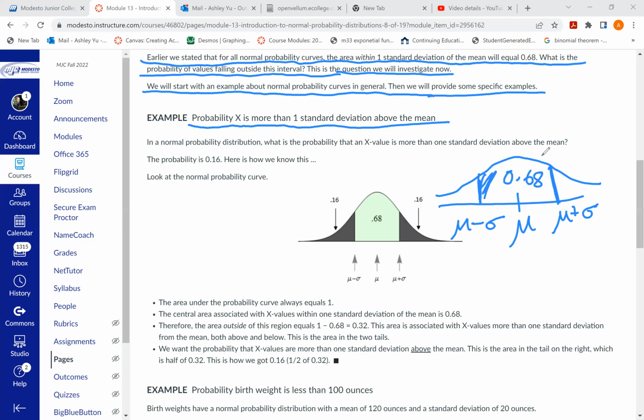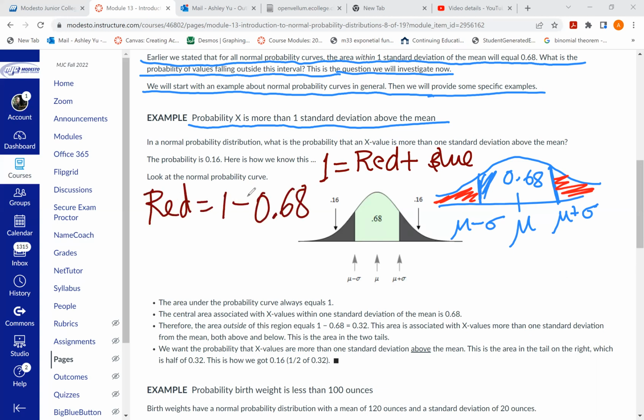But we also know that the total area beneath the curve is 1. So the red areas, left plus right, plus the blue area in the middle must be 1. So 1 is equal to the red area plus the blue. That means the red area should be 1 minus 0.68, which is 0.32. Those two red areas, the left and the right, total 0.32.